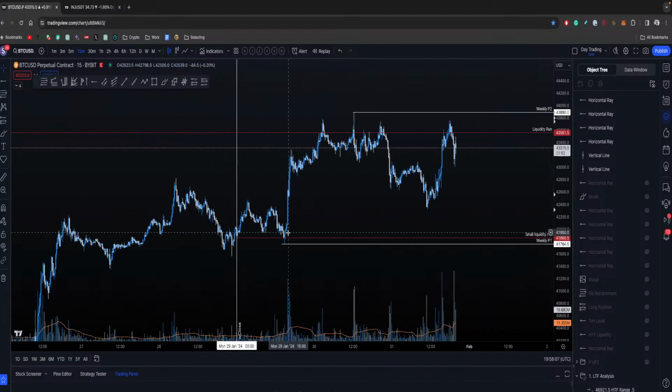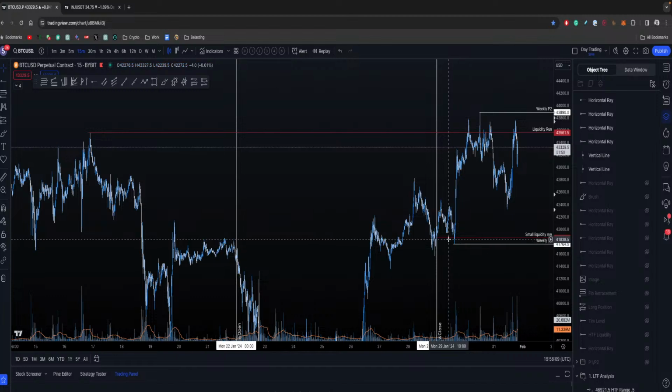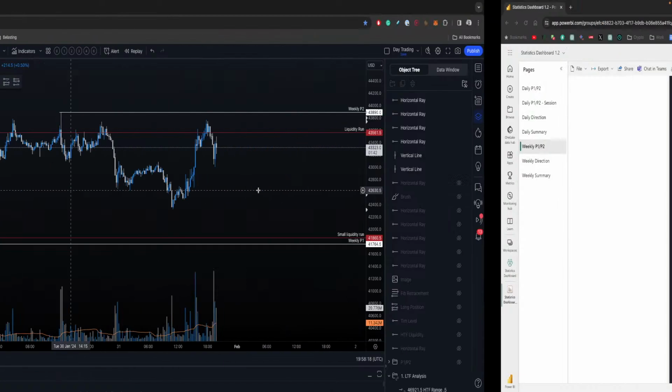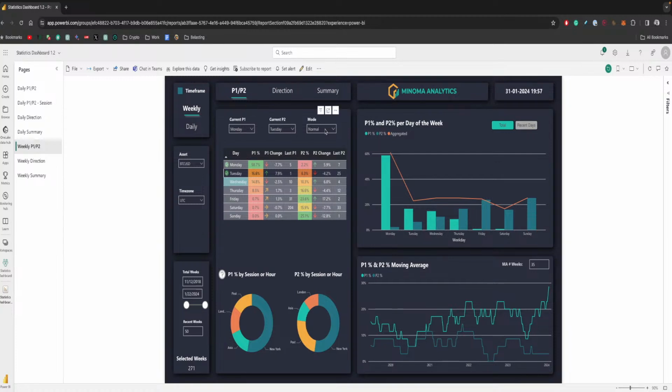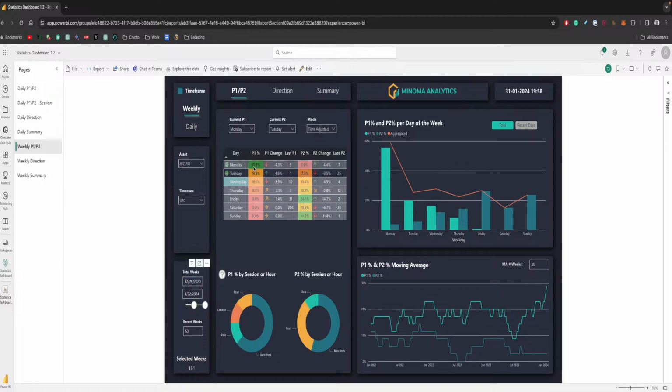So in this case, this weekly P1 on Monday makes more sense than the last week did. So that's already something I have established. It's a better weekly low than this was a weekly high last week here. So following probabilities, then I could simply look here at time adjusted. Well, it's not going to do much right now because we are only at Wednesday.